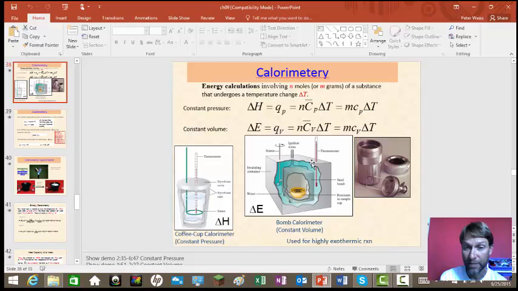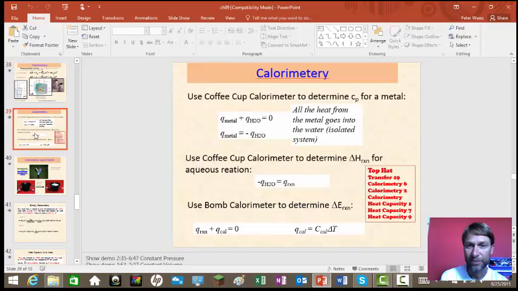The final heat experiment is a bomb calorimeter. Here we have a rigid cube and we have a combustible reactant, and it reacts with oxygen, gives off a lot of heat, heats up the water surrounding the bomb, and we get a delta T from this experiment. So those are the three types of calorimetry experiments. One is called a coffee cup calorimeter. That's for determining the specific heat capacity of a metal. You can also use this coffee cup calorimeter to determine delta H of a reaction. And the bomb calorimeter can determine the delta E of reaction.